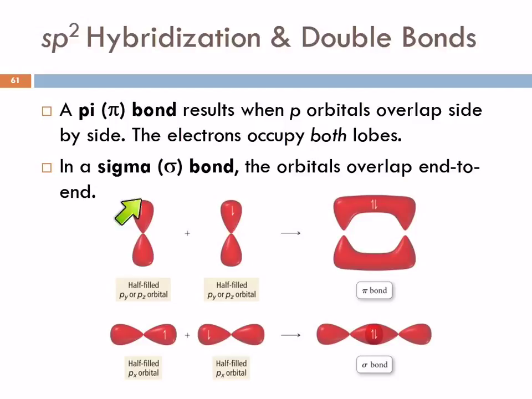Because this p orbital is really a lot like a standing wave, right? A standing wave. And so the electron's kind of everywhere at the same time. So they overlap side to side. A sigma bond is when they overlap end to end. So sigma bonds are spherical and pi bonds are not.